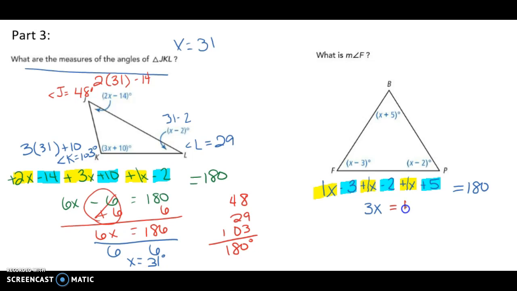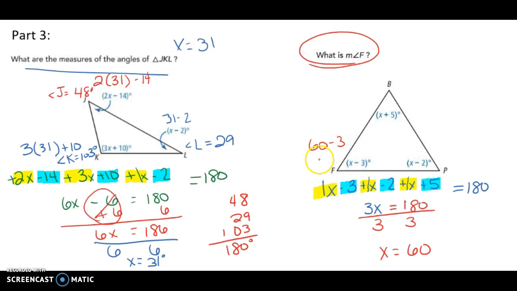Then I'm going to have equals 180. I'm going to go ahead and divide both sides by 3 because that's how we undo that 3x. So x is going to equal 60. Now once again we're going to go up and see what is the actual measure that we are looking for. Well, we are not looking for x equals 60. We are looking for what the measure of angle F is. So I'm going to do 60 in place of this x right here, and then -3. And I'm going to see that this angle is 57.